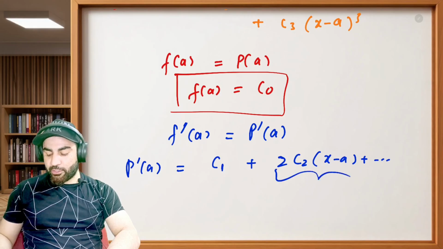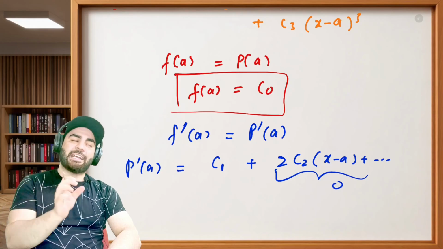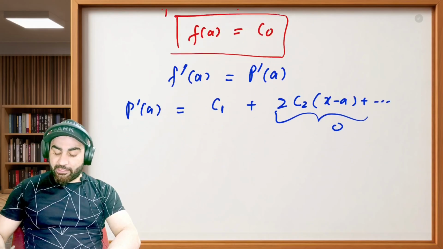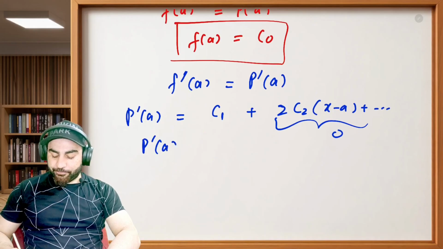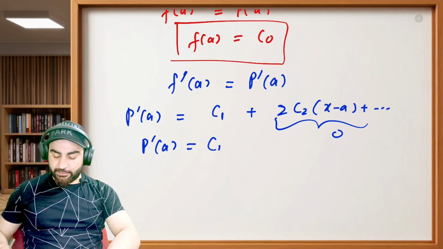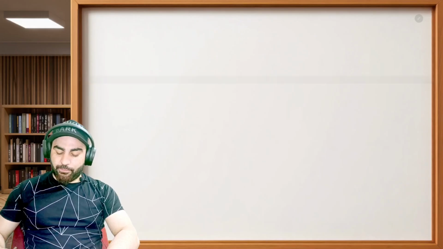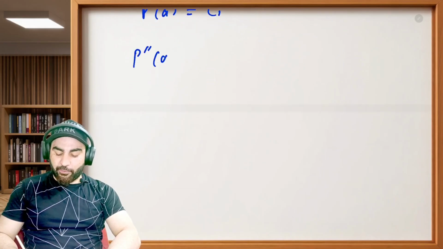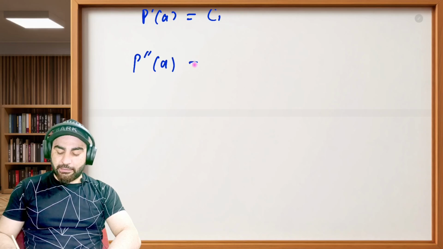So this term will go to 0, and all the other terms, because they have this x minus a, whenever you put the value x is equal to a, a minus a will give 0. So you will have p dash of a is equal to c1. Okay, now you have to compute c2. So p double dash of a, you have to compute this, and this will give you c2.